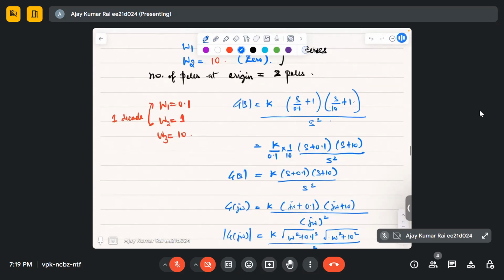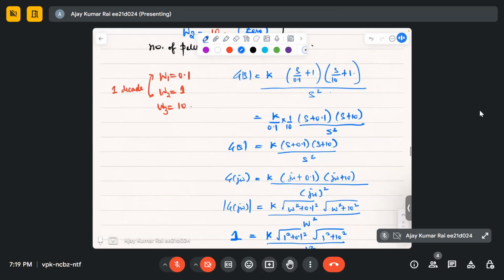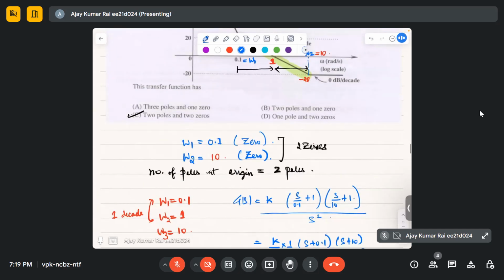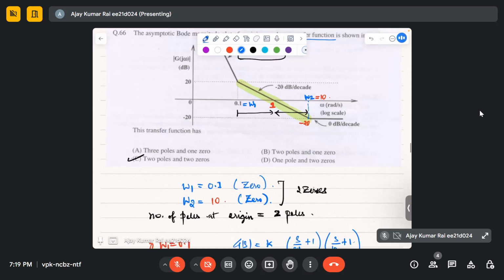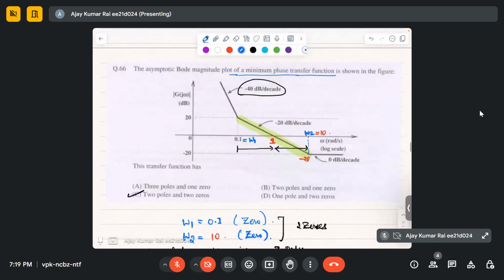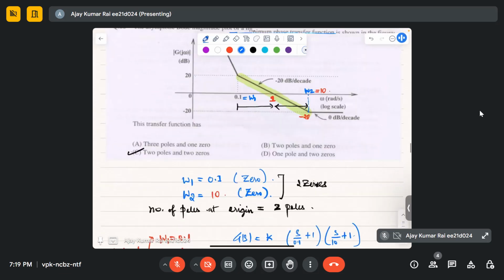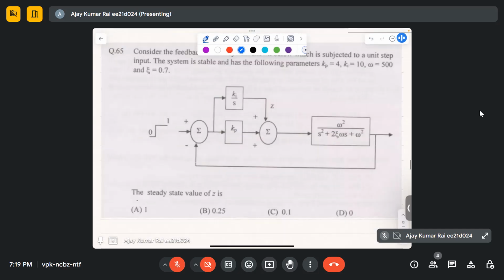So I could have also used other omega values. At omega equal to 1, I know 0 dB, but you can also find the same K value if you use omega equal to 10, where the magnitude is equal to minus 20. Same thing. So any doubt in this question? No, sir. Okay, very simple question. We just extended this question. Okay, go to the next question.